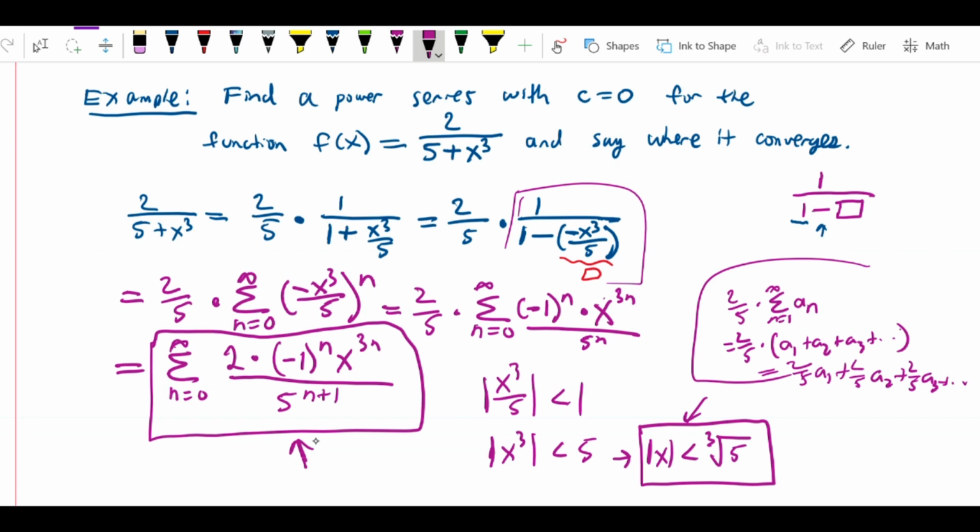This is, in fact, the series with a center of 0 for that function. So once again, what that means is that as long as I stay within this constraint, in other words, I'm talking about values of x that are between the cube root of 5 and the negative of the cube root of 5, then this series is going to be equal to this function. Outside of that interval, the function exists, but the series is meaningless. The series only has meaning within that interval.